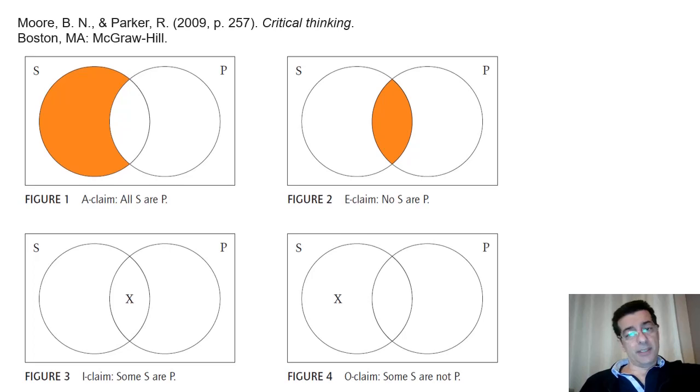Now let's make a sentence. All animals are living creatures. What categorical claim is it? A claim. Now let's make a corresponding O claim.